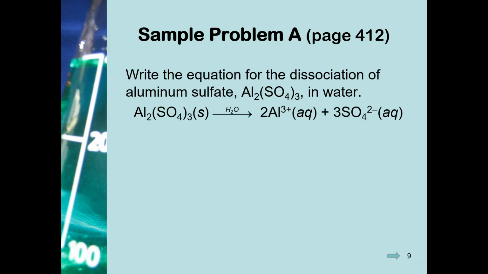And in order to balance the equation, on the right we have to put a coefficient in front of the aluminum ions because there are 2 aluminums on each side. And when we look at the sulfate on the left in parentheses, we see that there are 3 of them. So we need to have 3 sulfate ions, and we indicate that they're dissociated with the aqueous after them.